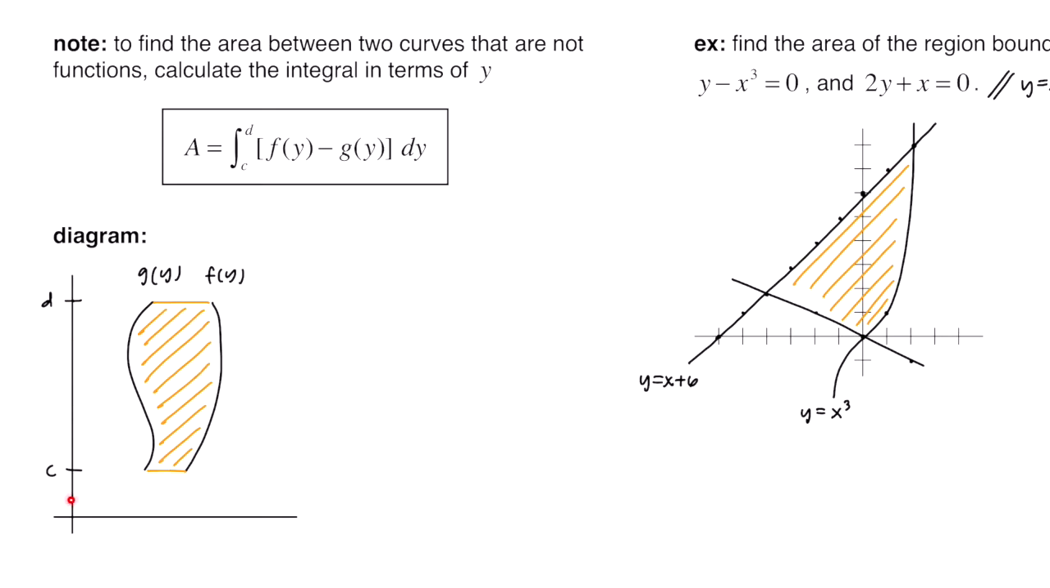So right here on the y-axis we have c and d. And so to calculate the area in between them, you're using your formula, the integral from c to d. And it's going to be f of y minus g of y. So the way I think of it is you're integrating the curve on the right minus the curve on the left.